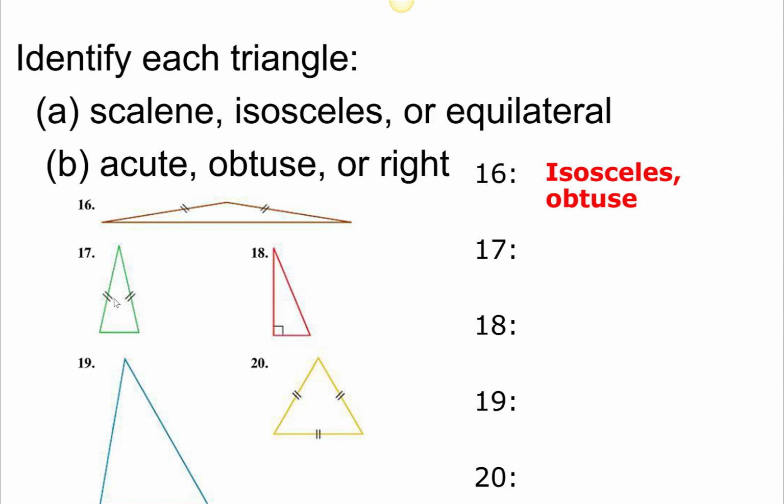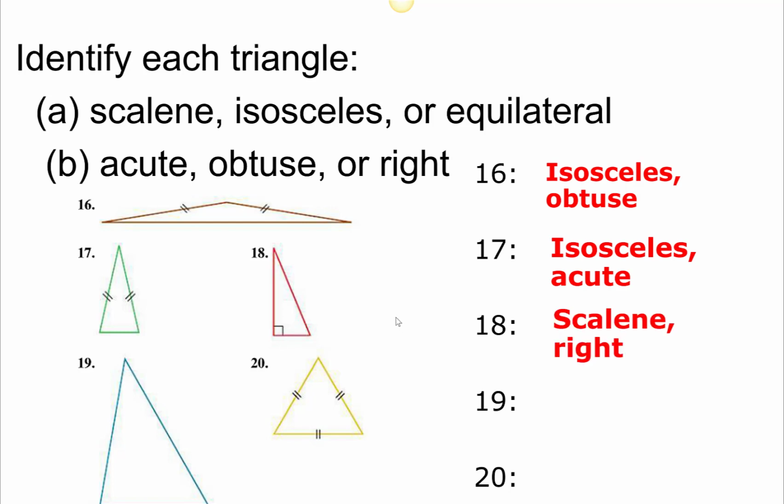Number 17 is also isosceles, but this time it's an acute triangle. All the angles are less than 90 degrees. 18, we see a right angle. So that's going to be a scalene because none of the sides are the same length. Number 19 is going to be acute and scalene. And then number 20 is equilateral, and it's going to be acute.